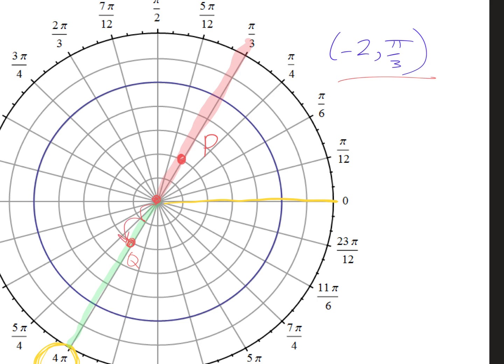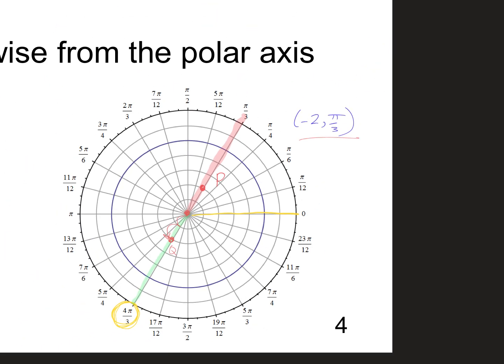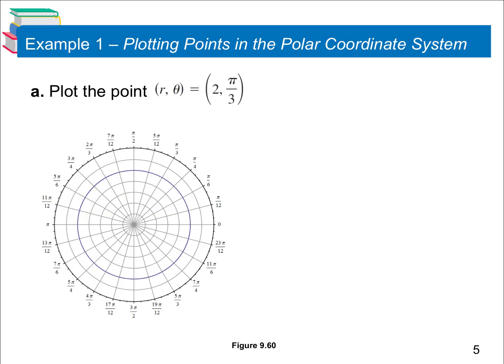So what we're going to work on today, we're going to plot a few more of these points, and then we're going to talk about how you can represent the exact same point in a variety of ways. You can equate it to finding coterminal angles. Remember when we added and subtracted whole circles to get back in the same spot? It's pretty much what we're doing. Does that make sense? Okay, let's move along.